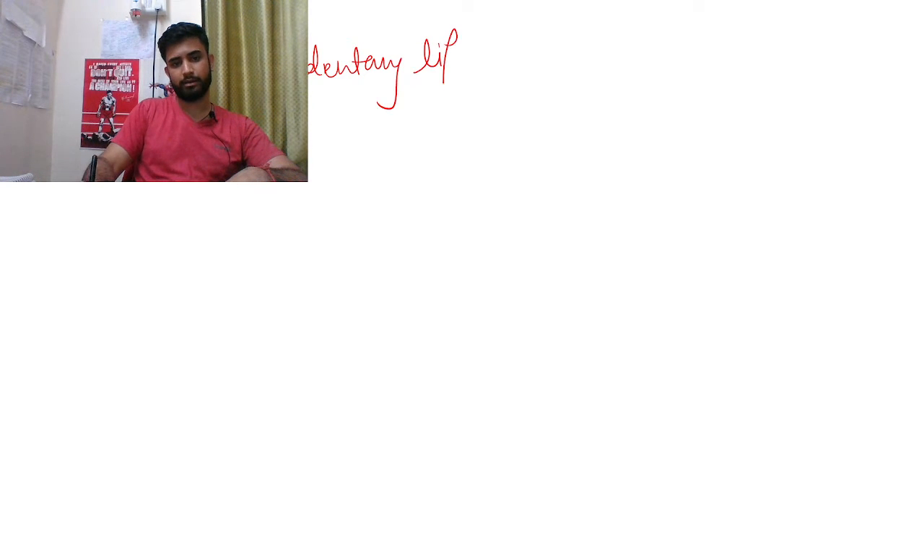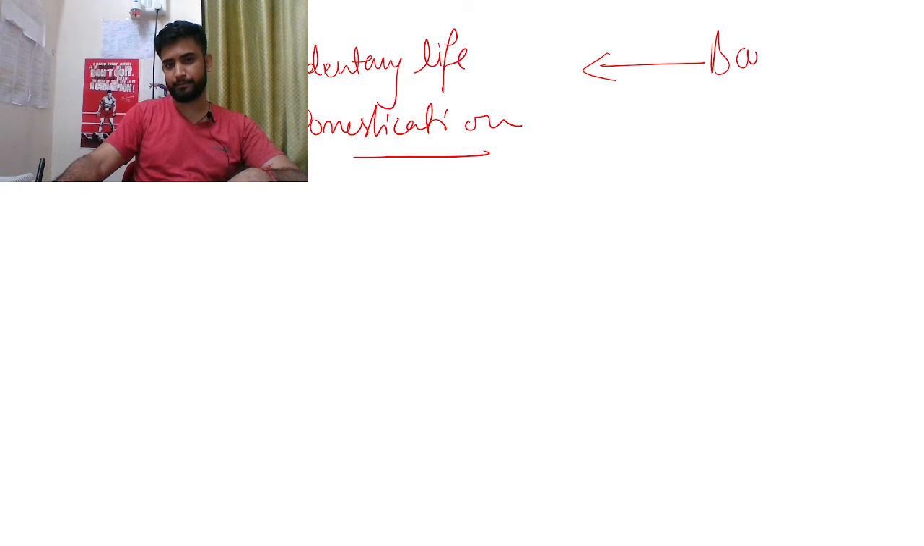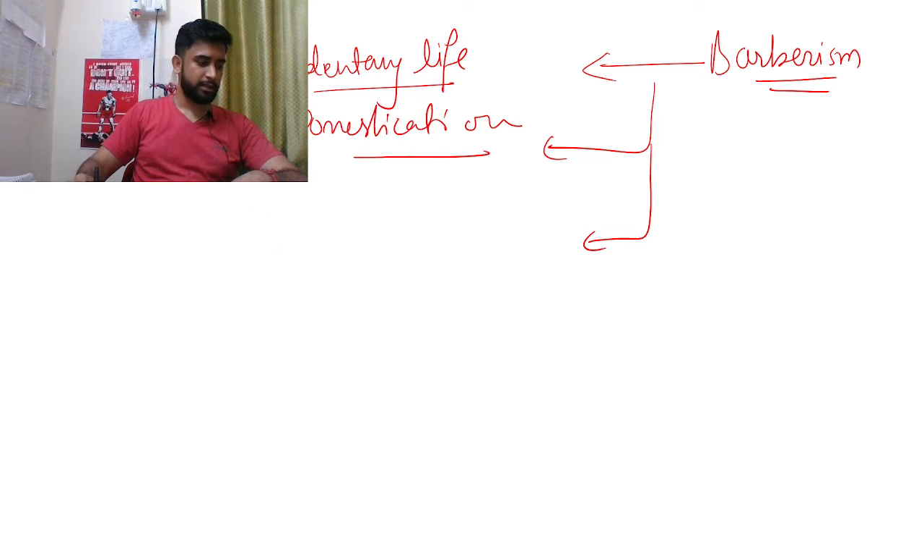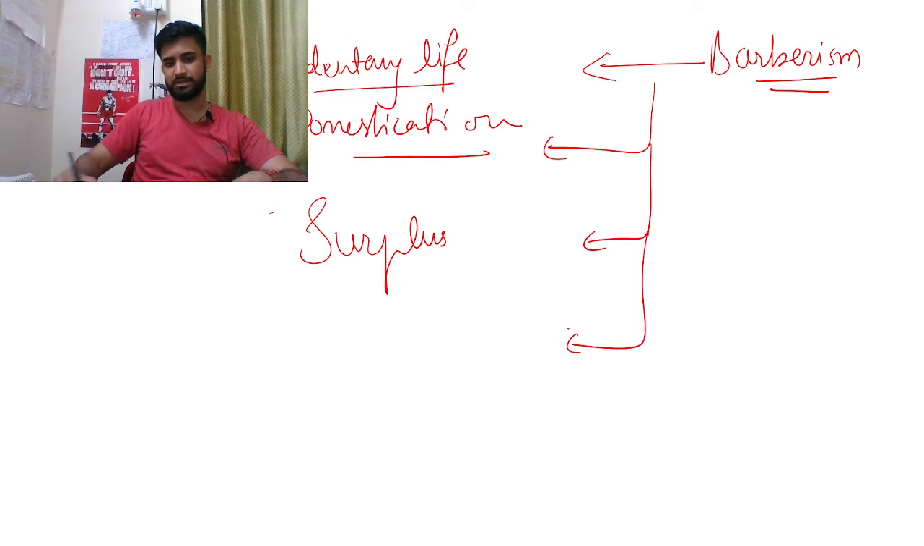barbarism. See, barbarism is where a person goes for sedentary life. Here there is also domestication of animals that has begun. Okay, this is barbarism. So here sedentary life started, domestication has already begun, then we can say that there is a surplus, and when there is a surplus there is a community life.